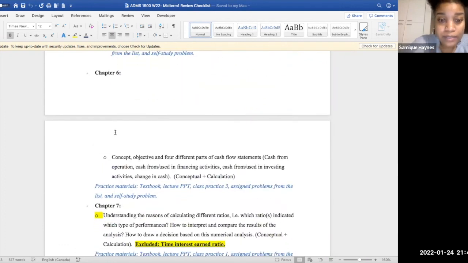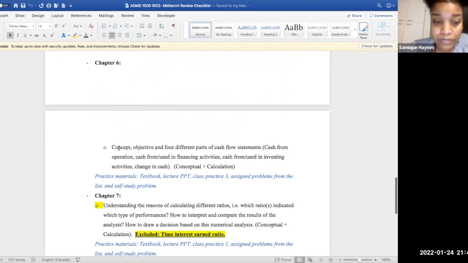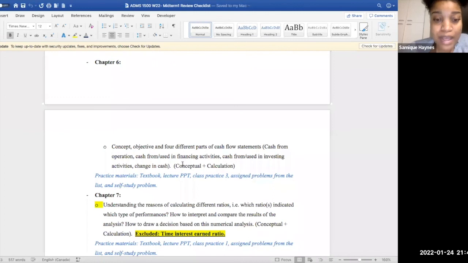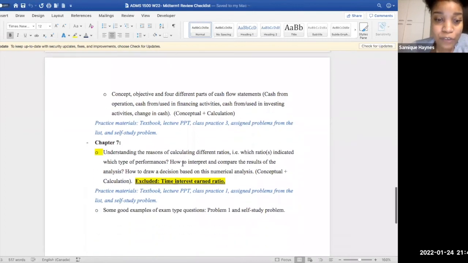For chapter 6, this is what we did today for our cash flow statements. All right, so conceptual and calculation questions for those. For chapter 7, understanding the reasons of calculating different ratios. Okay, so why would we need to calculate profitability ratios? Why would we need to calculate liquidity ratios? What does the leverage or the debt ratios have to do with anything? The market related ratios, and all of those videos that I linked into your slides will really help you to explain this part so that you can answer your multiple choice questions.